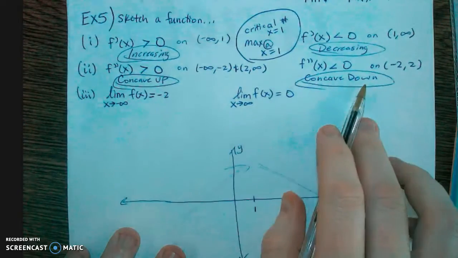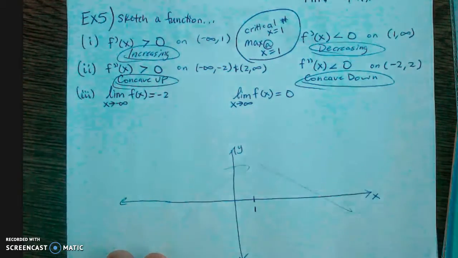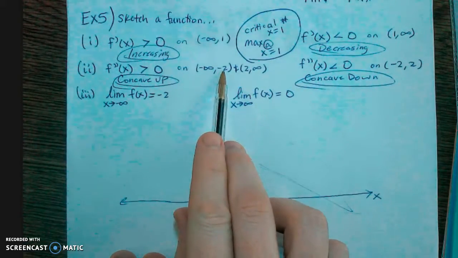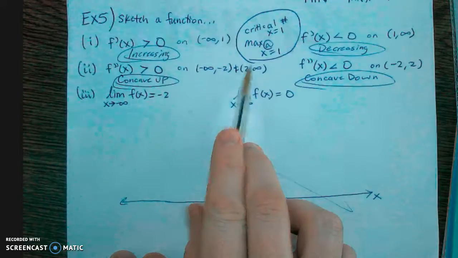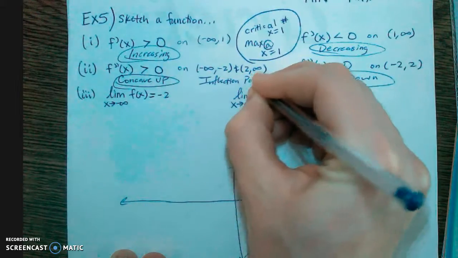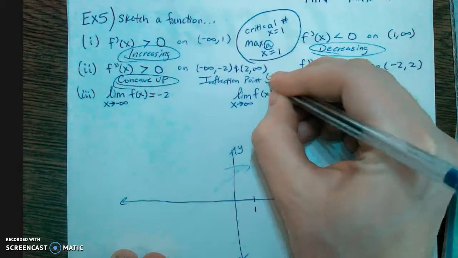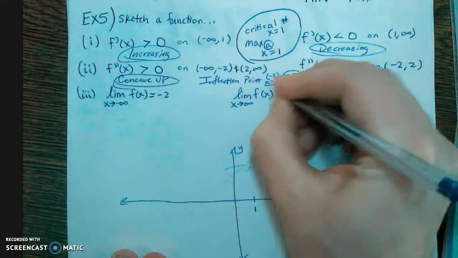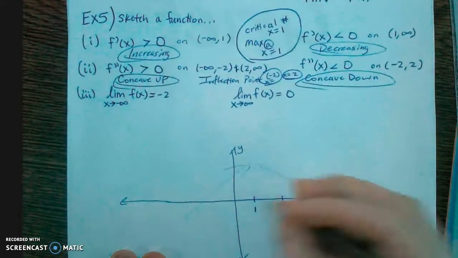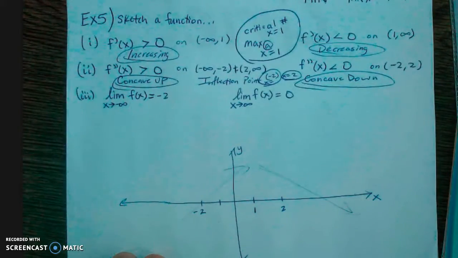And if we're changing concavity, then that means there's an inflection point. Anywhere where it changes concavity would be called an inflection point. And actually, there are two of them. So there's an inflection point at -2, and there's going to be an inflection point at 2. So inflection points at x equals -2 and 2. So let's plot those. 2 and -2 is where it's going to change concavity.